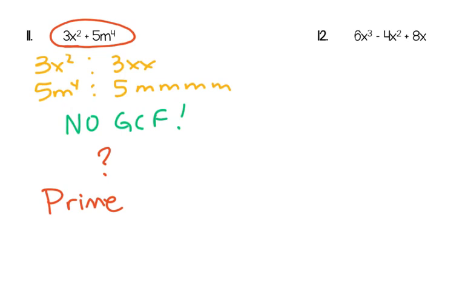So once in a while you'll get something that cannot be factored. I will caution you that before you say something is prime or that it can't be factored, you need to make sure that you've gone through all of the possibilities. Have you checked the GCF? Later, when we do other forms of factoring, have you checked all of the other possibilities? Because sometimes it might look like it can't be factored, but maybe you just missed something.